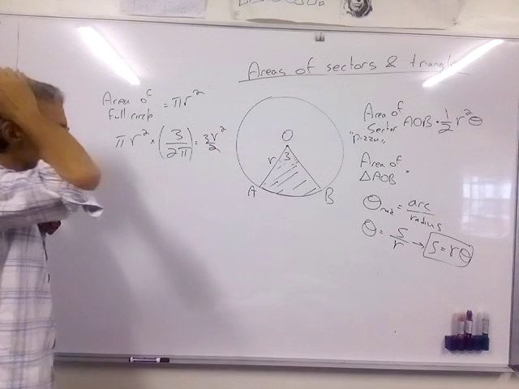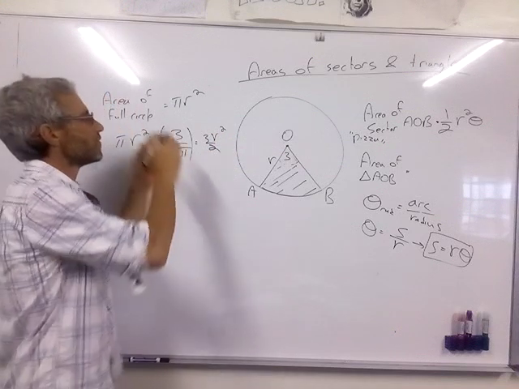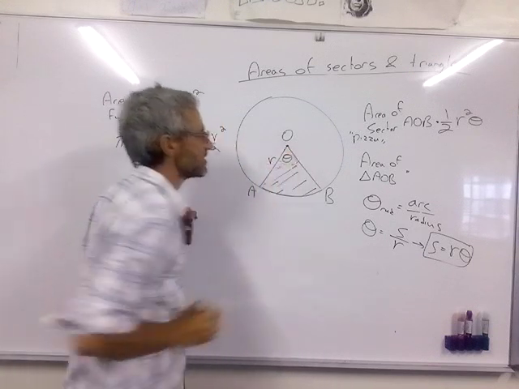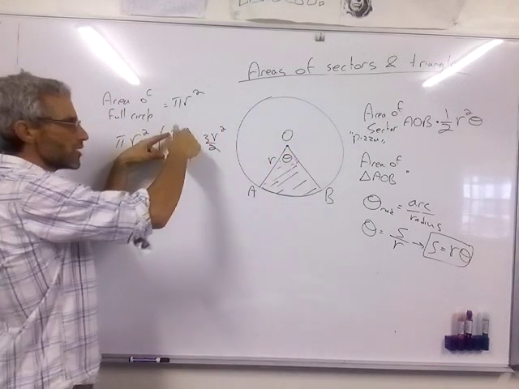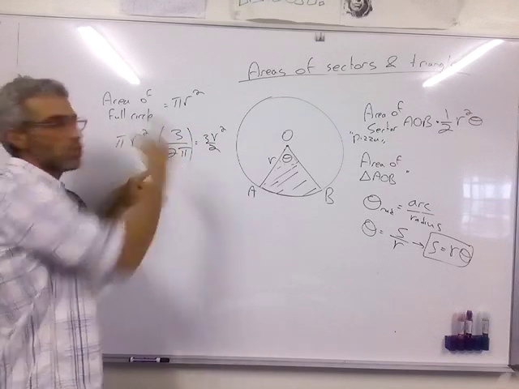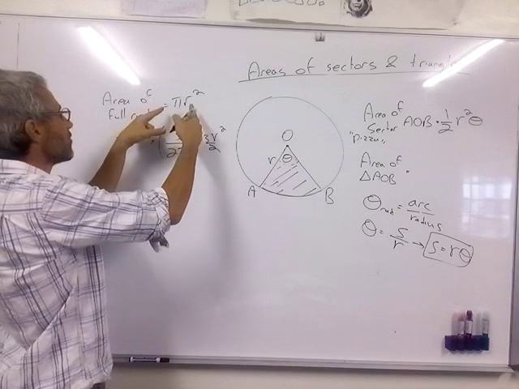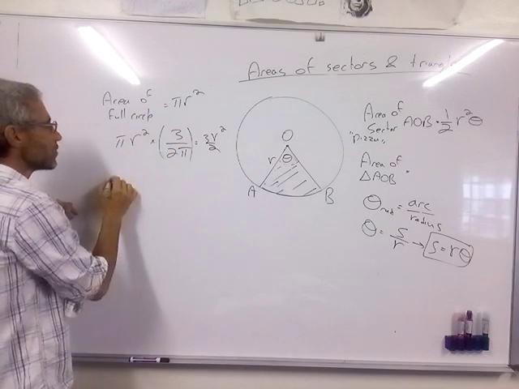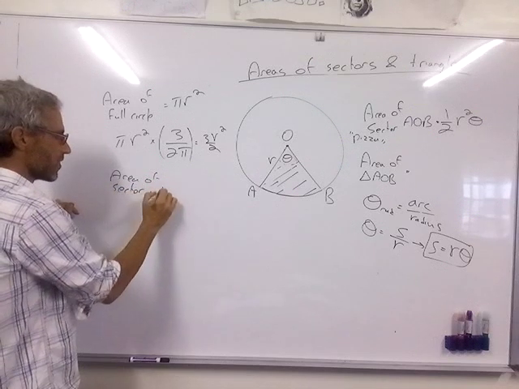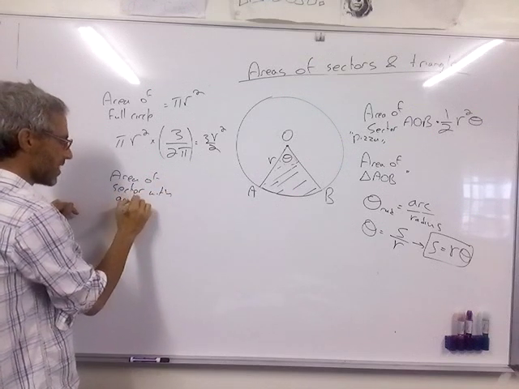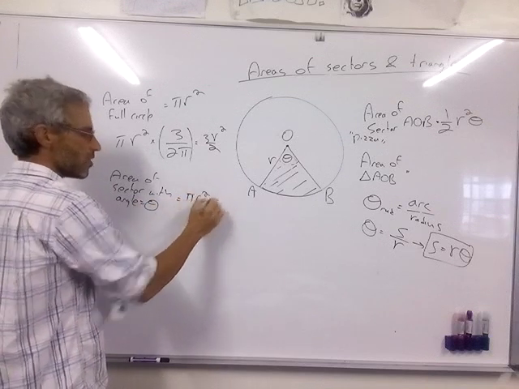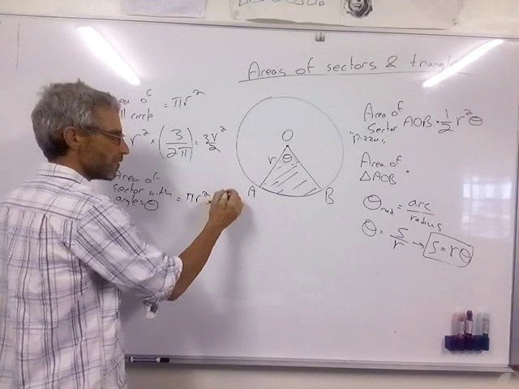Now, what I'm really interested in is the formula for when the angle is theta, not just 3. Let's say the angle is theta. So what did I do here? I took the angle, divided by 2 pi, and times it by pi r squared. So I'm going to do the same thing here. The area of a full circle is pi r squared. So the area of the sector, when the angle is equal to theta, is going to be pi r squared, the area of a full circle, times the fraction of the circle.